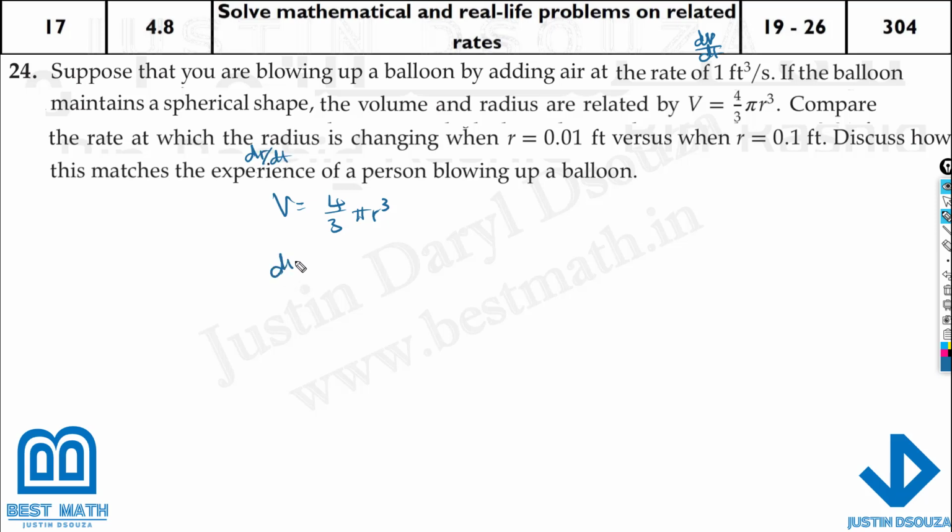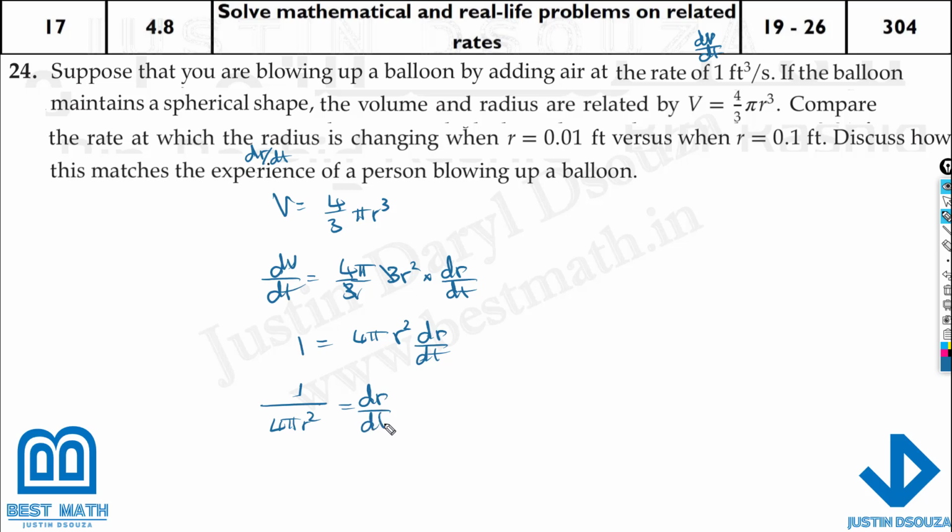So I'm going to just derive this dV by dt. That is equal to 4 pi by 3, I just write it like this. What happens here? 3 times r squared times dr by dt, because it's implicit differentiation. Now then, what is dV by dt? It's 1, is equal to 4 pi by 3, and this I just simplify here. 3 cancels. 4 pi r squared and dr by dt. We need to find dr by dt, so I'll leave this over here and everything to the other side. So 1 divided by 4 pi r squared is equal to dr by dt.